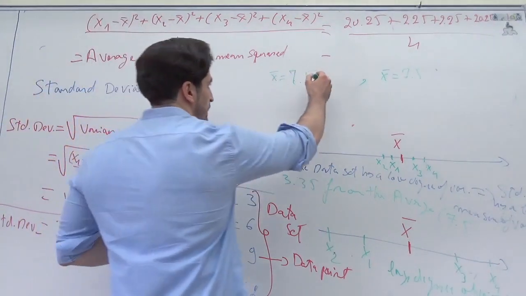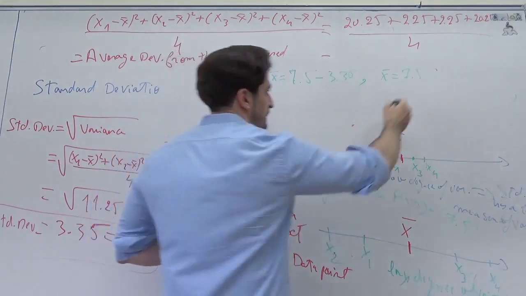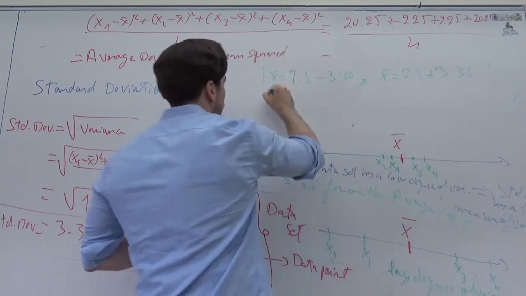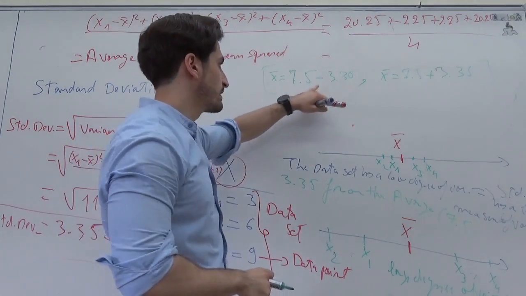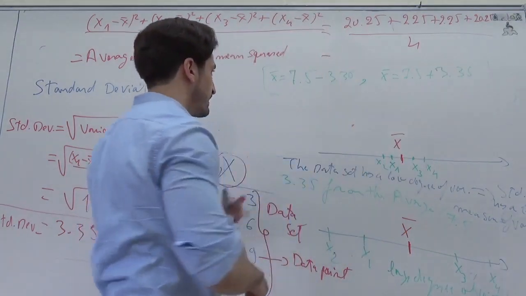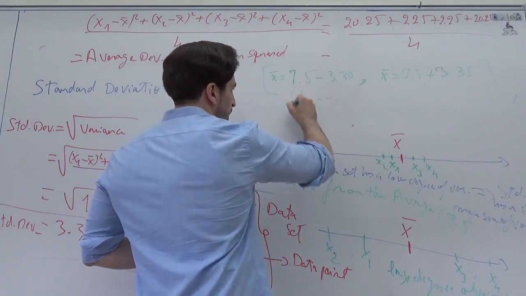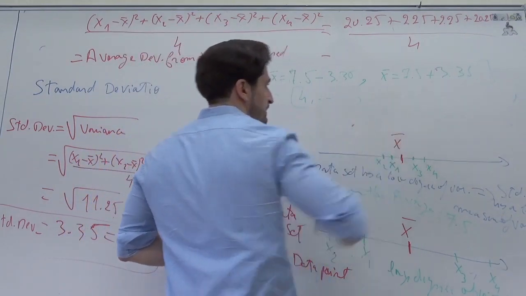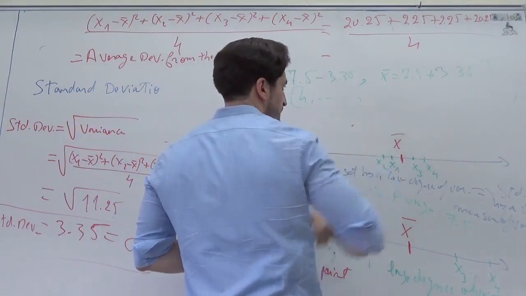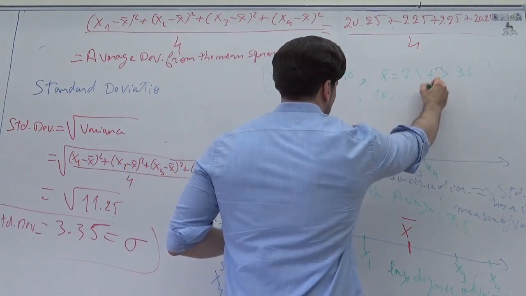So let's subtract over here 3.35, and let's add over here 3.35. So as we can see now, we have an interval which consists of x bar minus sigma and x bar plus sigma. So that first interval over here is going to give you a value of 4 point something, and that other end of that interval over here is going to give you a value of 10 point something.